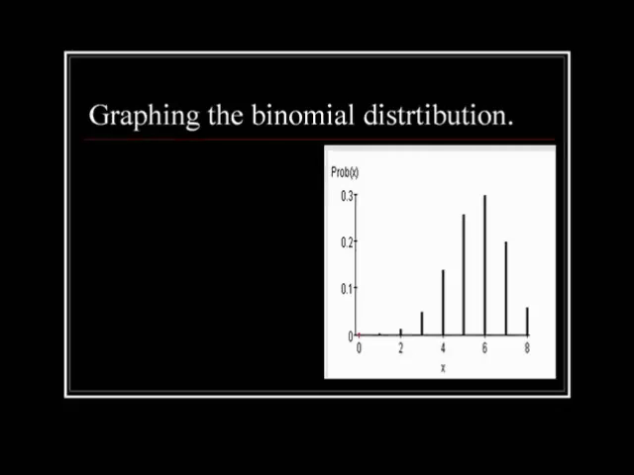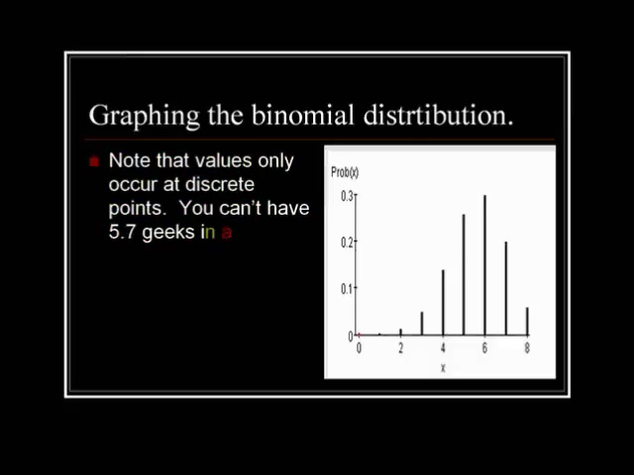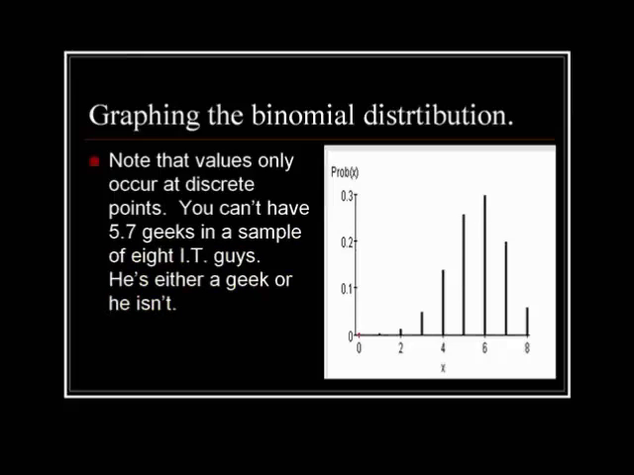And here's a graph of the distribution. I just took all the possible values, 0, 1, 2, 3, 4, 5, 6, 7, and 8, and drew a line. It's a discrete value, so I'm only going to have a line associated with each value and just draw it up to what the probability is.